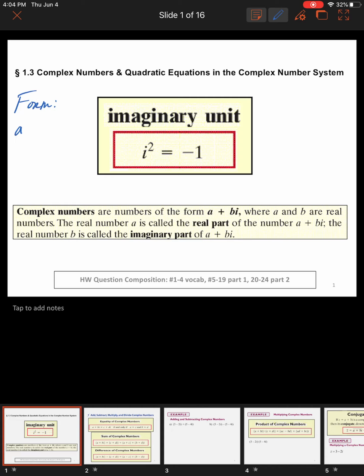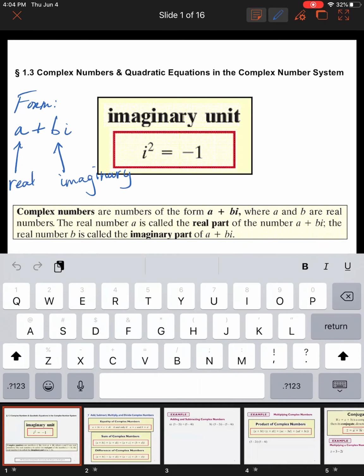So the form for a complex number is a plus bi, where a is real because it doesn't have an i attached to it. And the b is imaginary because it has an i attached to it. All right? The i squared is equal to the imaginary unit. And let's go ahead and move forward to get into the operations of complex numbers.